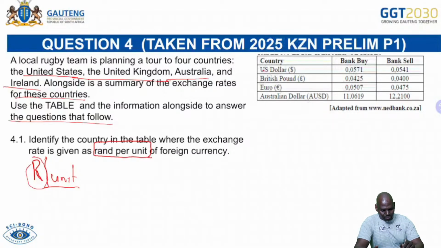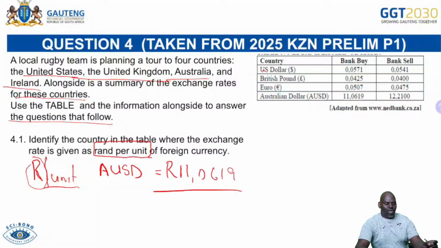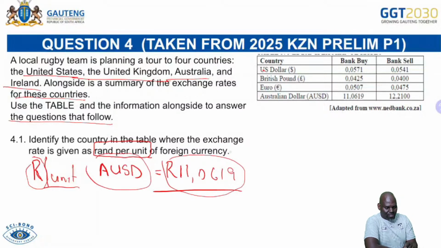And then if you look at the Australian dollar, they say 1 Australian dollar is equal to 11.0619 rand. So this means the South African rand against 1 Australian dollar.